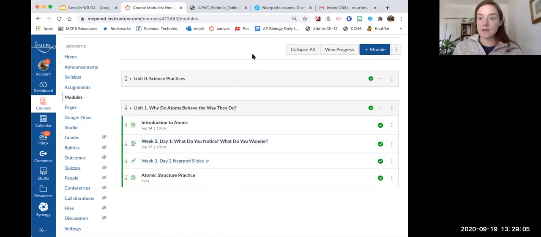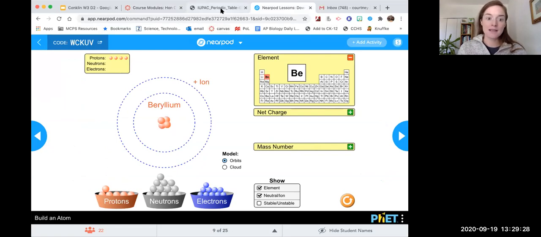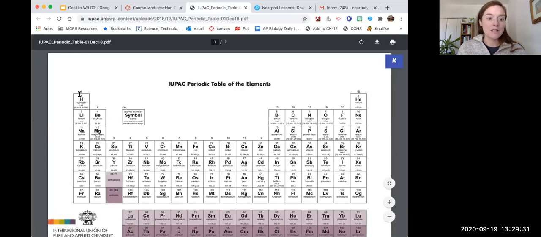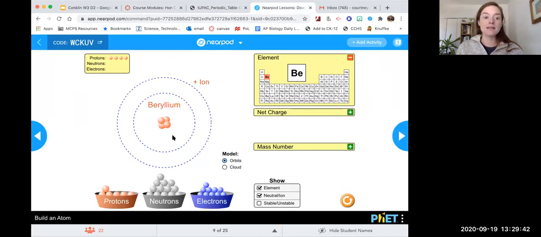And now for everyone that's trying to do extra review, let's switch into looking at this build an atom simulation and see what we figured out. So we figured out a few things about protons. Every time you add a proton, the identity of the element changes, right? So on our periodic table, hydrogen is atomic number 1. It has 1 proton. Helium is atomic number 2. It has 2 protons. Lithium, number 3, 3 protons. Beryllium, number 4, 4 protons.